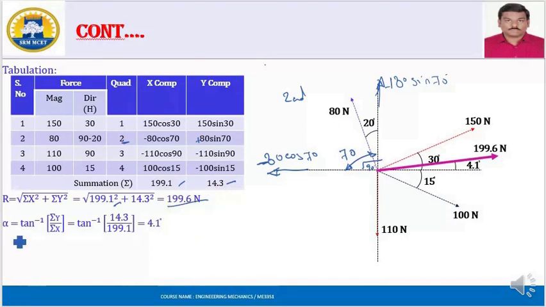Similarly, the angle is equal to tan inverse of summation of y divided by summation of x. We already found the summation of x and y, so substituting in this formula we get 4.1 degree. So the resultant is located at 4.1 degree, and the value is 199.6 Newton.